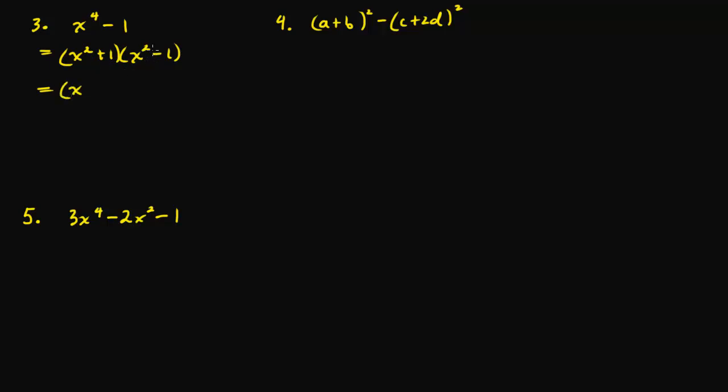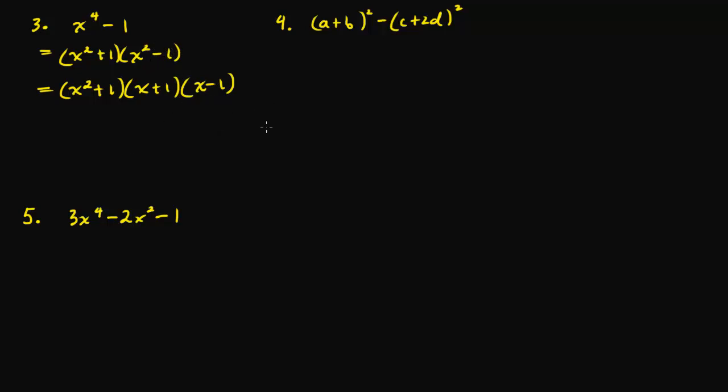So let's go ahead and factor x squared minus 1. So we've got x squared plus 1 times x plus 1 times x minus 1, because x plus 1 times x minus 1 gives us x squared minus 1. These are a conjugate pair. And again, I got x by taking the square root of x squared, and I got 1 and 1 by taking the square root of 1.